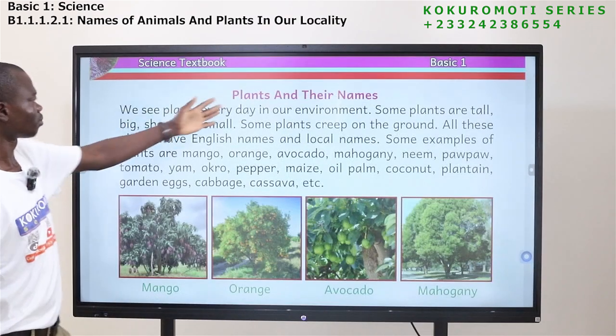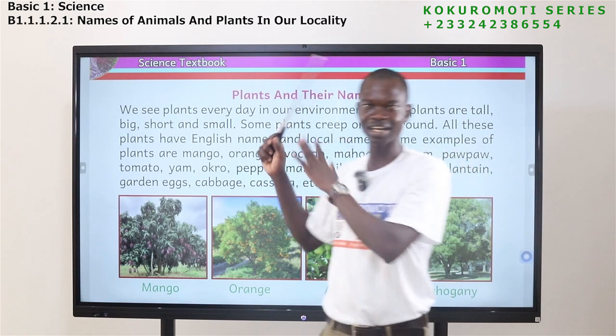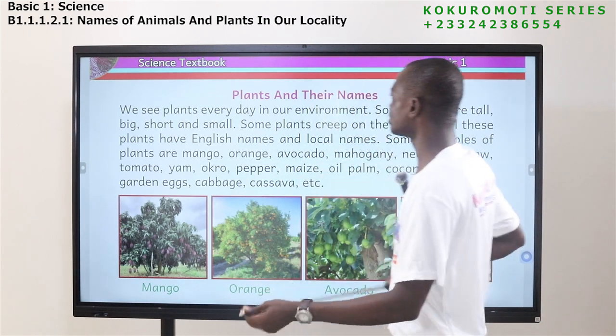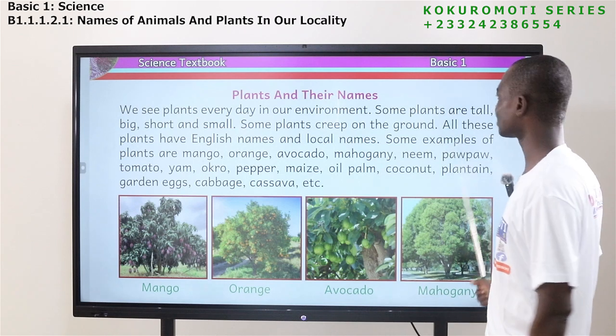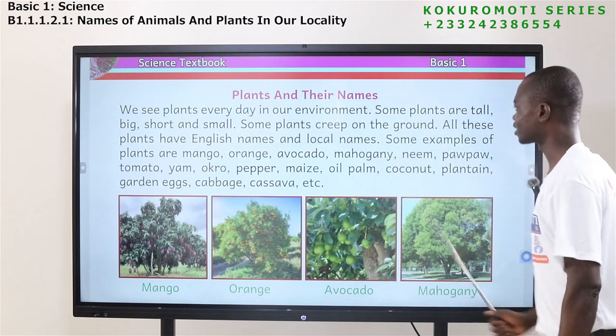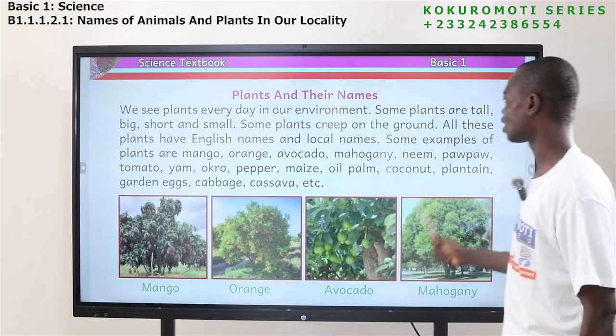Let's move on. Plants and their names. We are finished with animals and their names. We are looking at plants and their names. We see plants every day in our environment. Some plants are tall, big, short, and small. Some plants creep on the ground. All these have their English names and their local names.